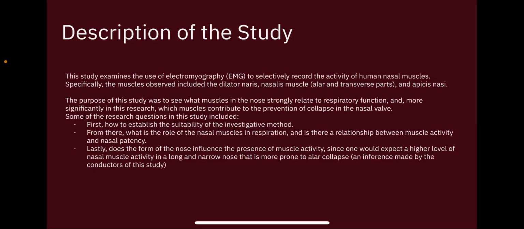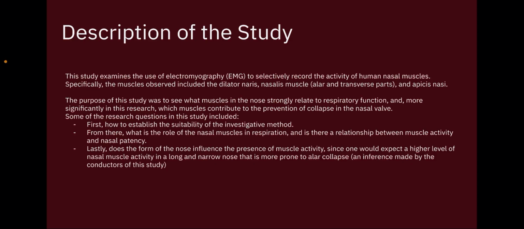This study examines the use of EMG to selectively record the activity of human nasal muscles. Specifically, the muscles observed include the dilator nares, the nasalis muscle, or the alar and transverse parts, and apius nasi. The purpose was to see what muscles in the nose strongly relate to respiratory function, and more significantly, what muscles contribute to the prevention of collapse in the nasal valve.